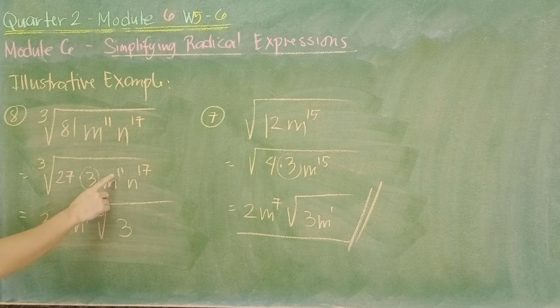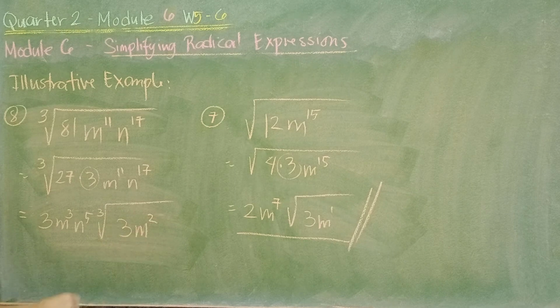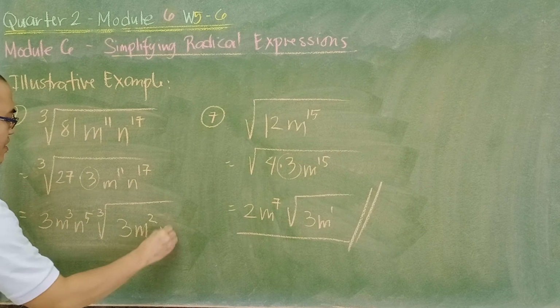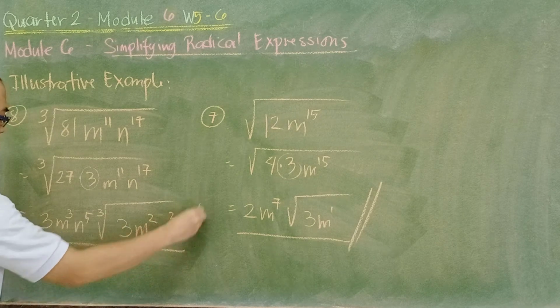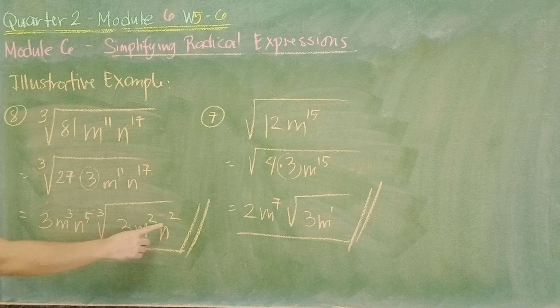And then yung remainder sa 11 divided by 3. That is n raised to 2. And then yung remainder sa 17 divided by 3. N raised to 2. So nandito yung quotient, nandito yung remainder. Nandito yung quotient, nandito yung remainder.